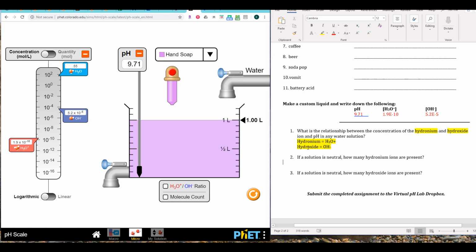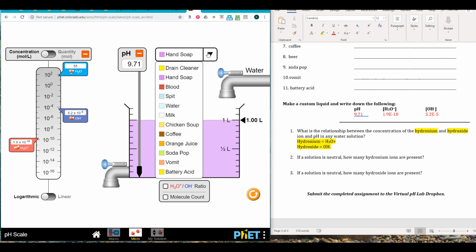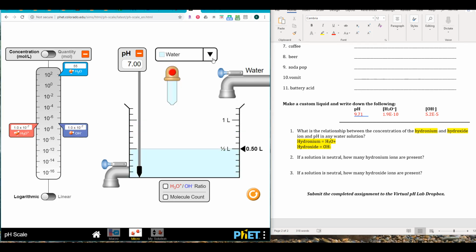If a solution is neutral, how many hydronium ions are present? If a solution is neutral, how many hydroxide ions are present? I'm just going to give you a little hint here. We can restart this. Okay, and this is if you just do water, it has a pH of 7. So it's showing you here exactly how many hydronium and how many hydroxides are here. So I'm going to make a little note here. Hint, make a new solution that is neutral. Only water, and write down the concentrations.